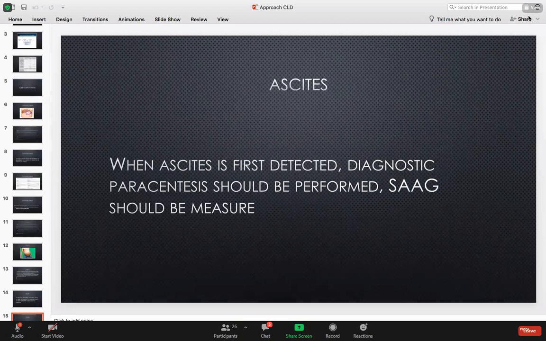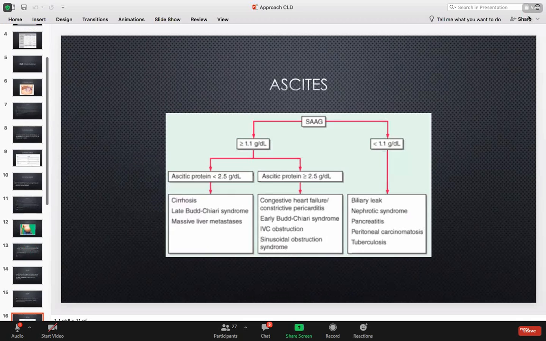Do you guys know what the SAAG is? So SAAG is serum albumin ascites gradient, okay? So you measure the serum albumin and you measure the albumin inside the ascites and then you subtract them from each other, okay? And why are we doing that? To differentiate and to try to know what's the driver and the cause for the ascites.